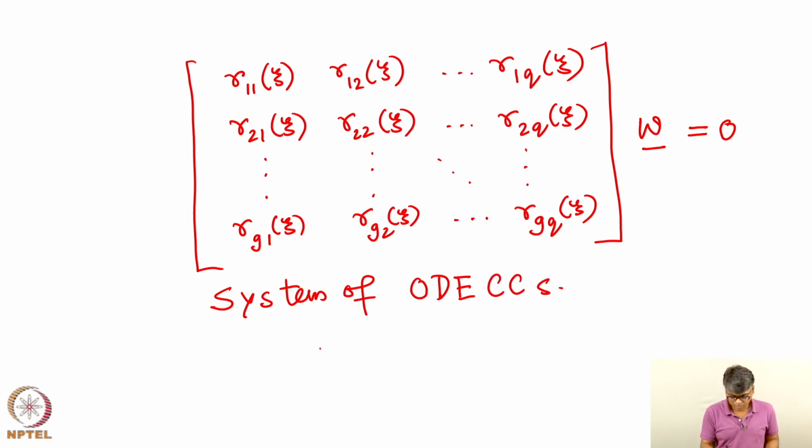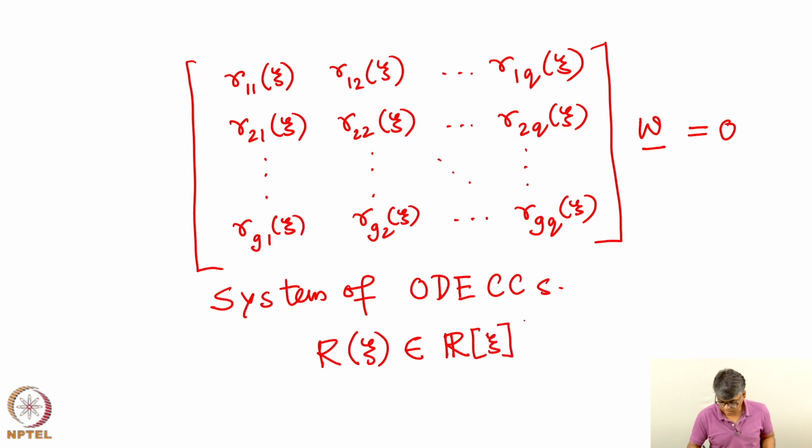I can use this shorthand notation R(ξ) to denote this matrix, which is now a G cross Q sized matrix where the coefficients are coming from polynomials with constant real coefficients, right? And my system of differential equations is just R(d/dt) w equal to 0.